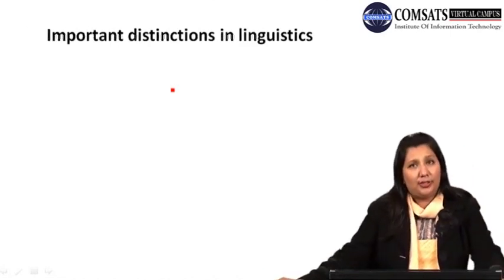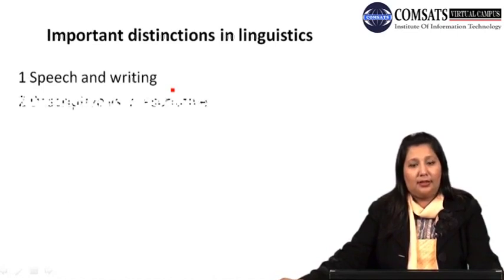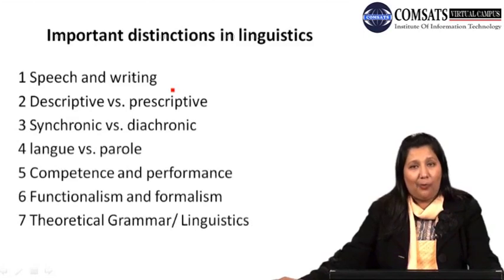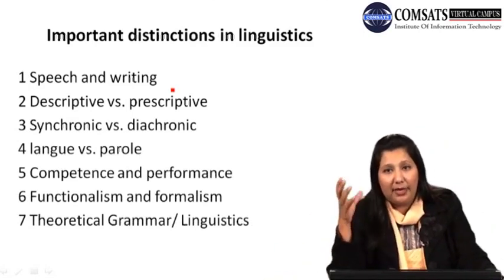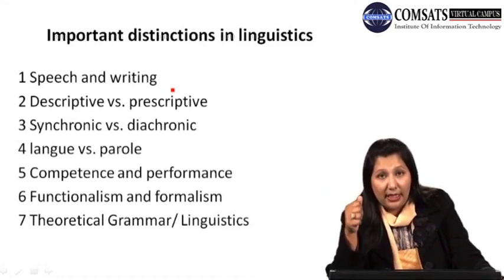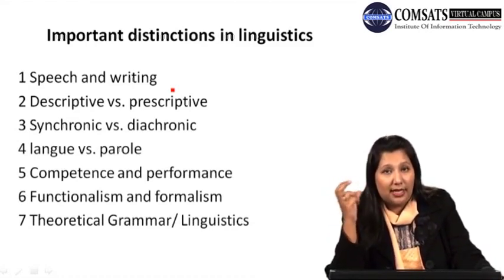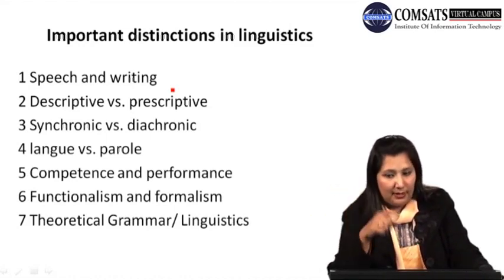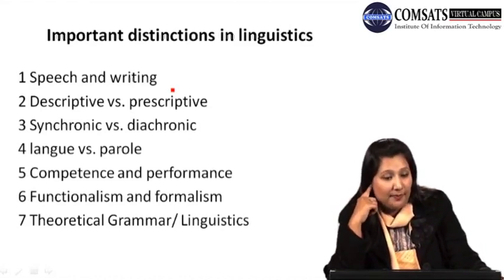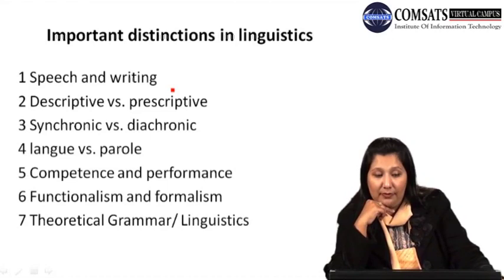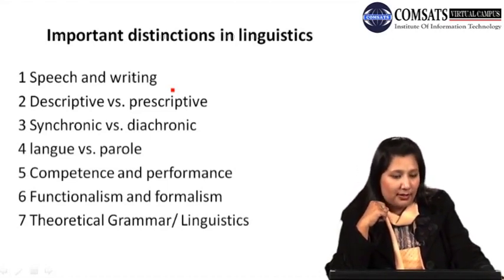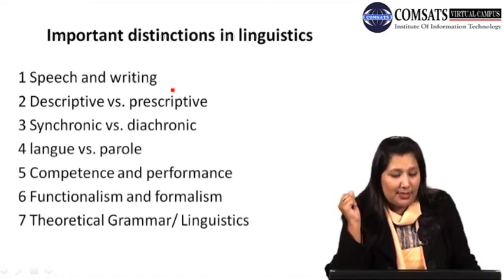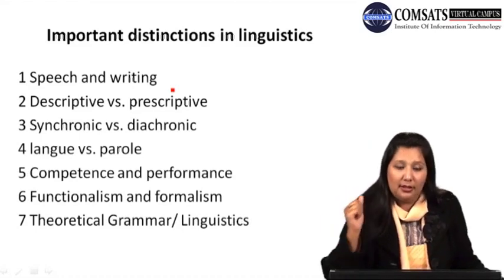Now some important distinctions in linguistics. There are 7 important features that make the scientific and systematic study of language different and distinct from others. The first one is speech and writing, descriptive versus prescriptive, synchronic versus diachronic, langue versus parole, competence and performance, functionalism and formalism, theoretical grammar, or the linguistics.